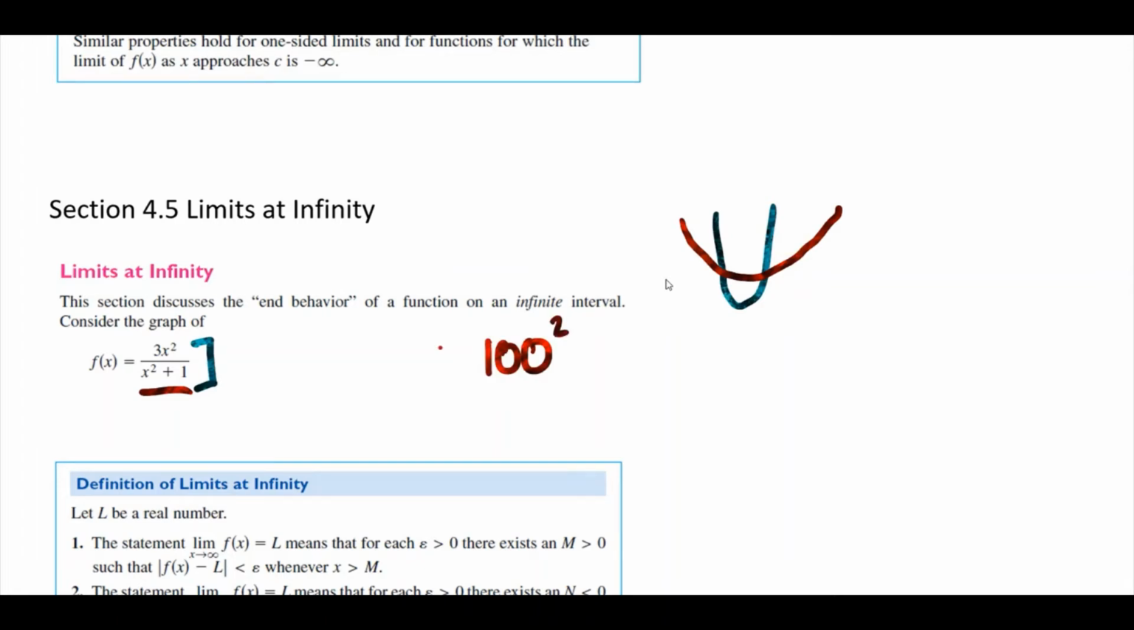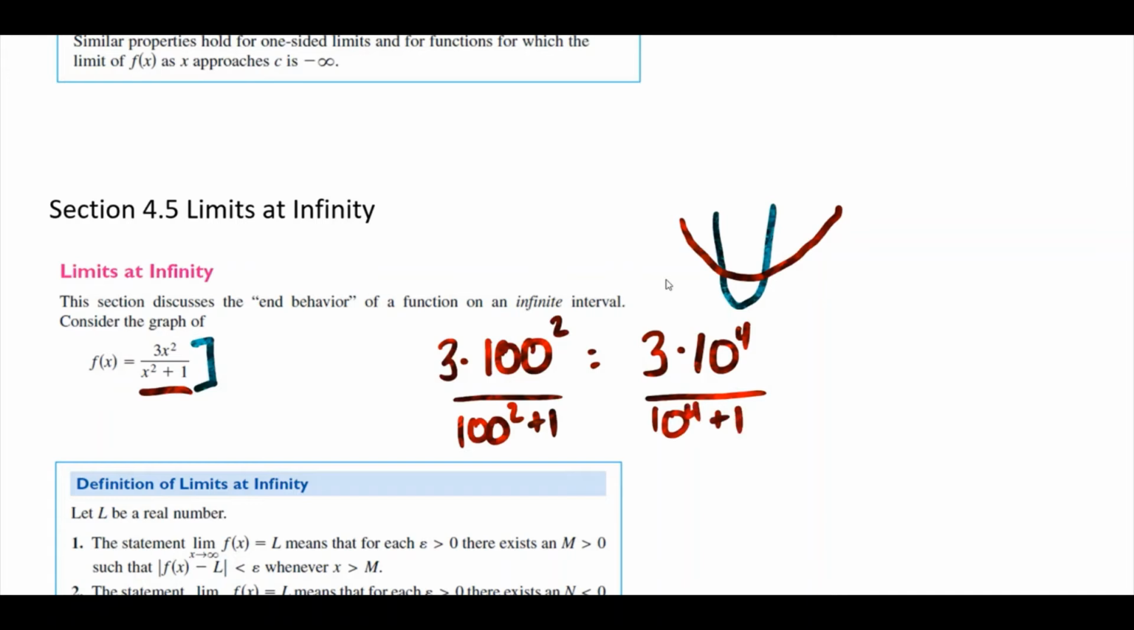So we have 100 squared times 3. What's that going to be? It's going to be 3 times 10 squared squared, that's 10 to the 4th. And then we're dividing this by 100 squared plus 1. What is that? That's like 10 to the 4th plus 1. So what is actually going to happen here? Does this plus 1 make a huge difference in terms of the magnitude of this denominator? Not so much. So we're effectively getting, like, what is this?